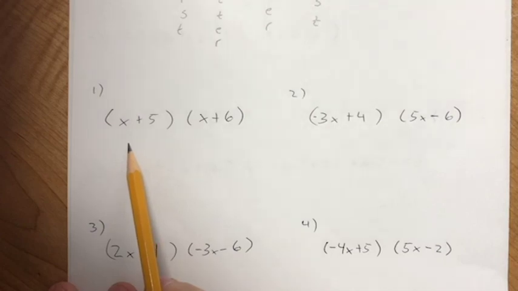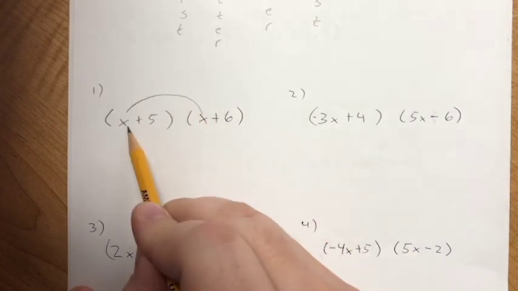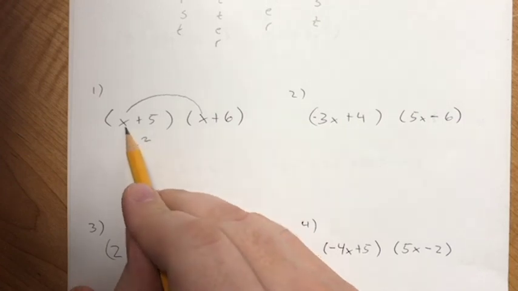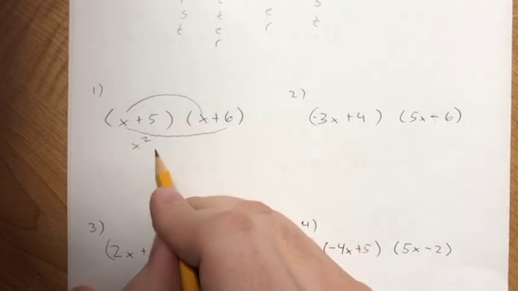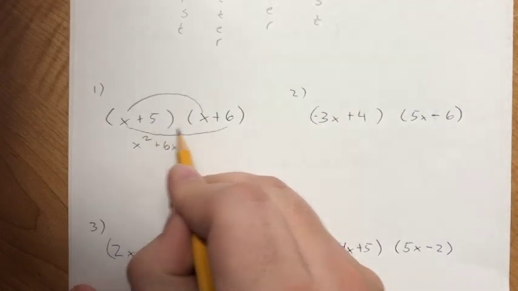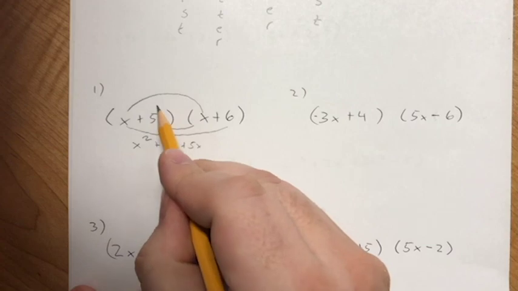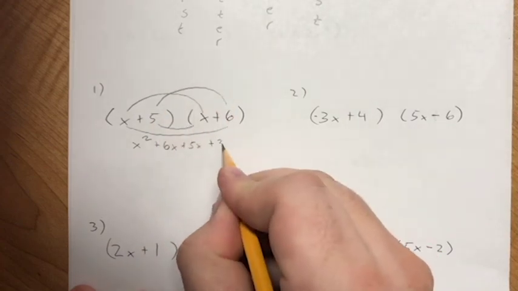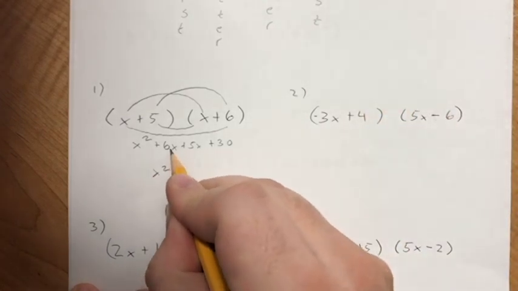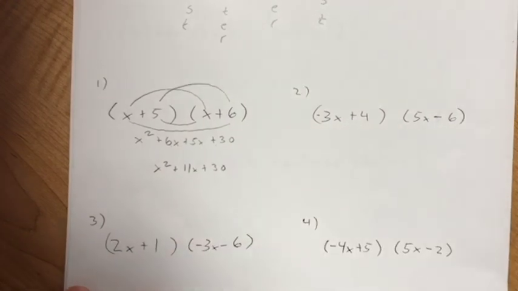Here I have a binomial times a binomial. I am going to multiply my first terms for both of them. X times x gives me x squared. Now I'm going to multiply my outer terms. X times 6 gives me a plus 6x. Now I'm going to multiply my inner terms, which would be these two, which would give me a plus 5x. And then I'm going to do my last terms, which would be the 5 and the 6, which would give me a plus 30. Now that I have that, it's just a matter of combining like terms. X squared plus 11x plus 30. And I am completely done.